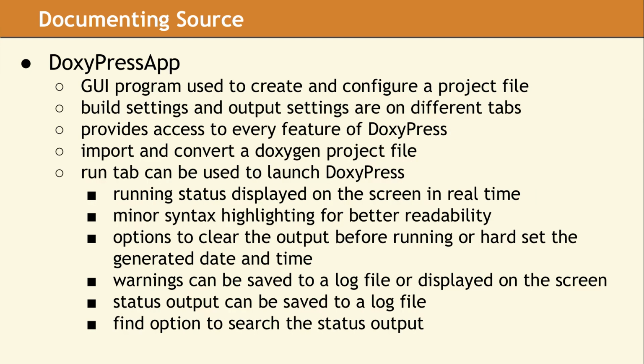Although DoxyPress can be run from a command prompt, using the DoxyPress app may be a bit easier. It is a GUI front end that ensures the JSON project file is generated correctly. You can run DoxyPress from the Run tab within DoxyPress app and watch the status of what is going on. The status output is clean and descriptive. If an error is detected, the error will show up in red for added visibility. We also have a find option so you can search in the status output. This is very convenient if you want to search for a particular file name or output format name to see how your documentation is being generated.